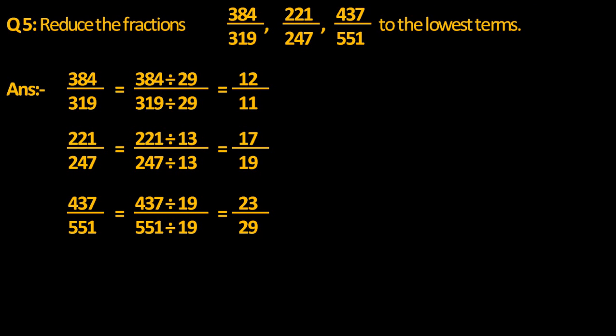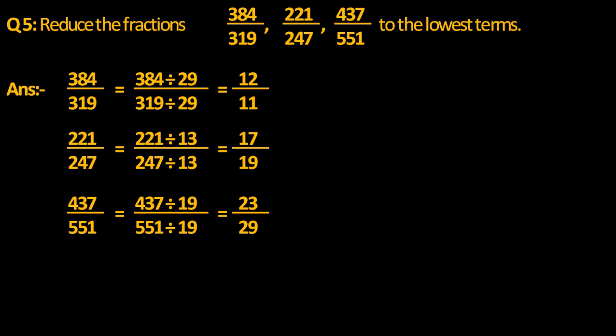Question number 5. Reduce the fractions. First one, 384 upon 319. Now we will remove the common factors by factorization. We have seen that the common factors are 29.